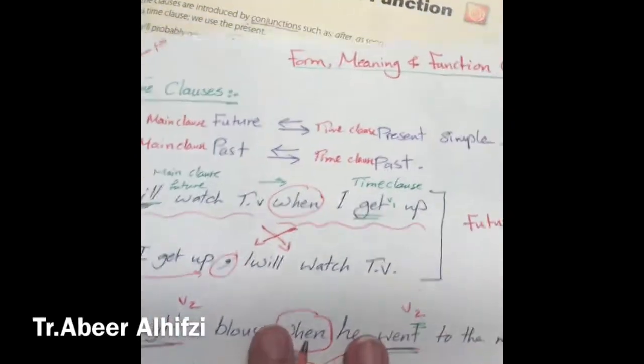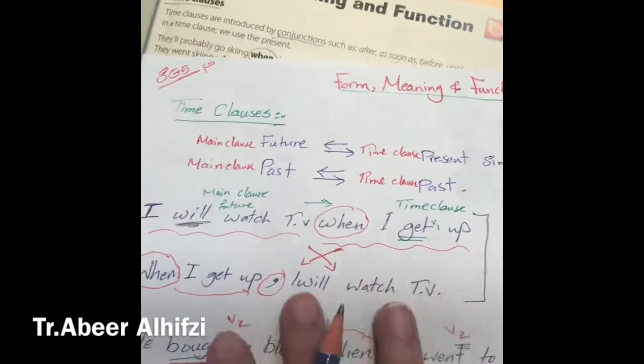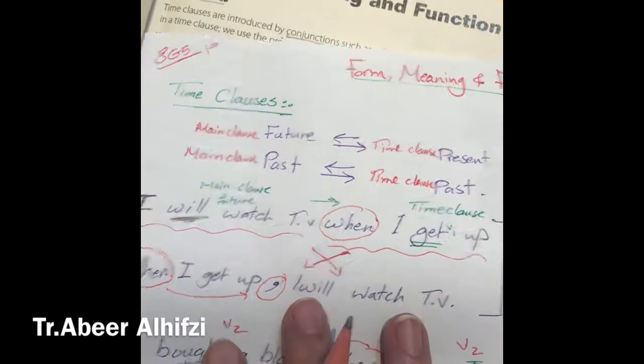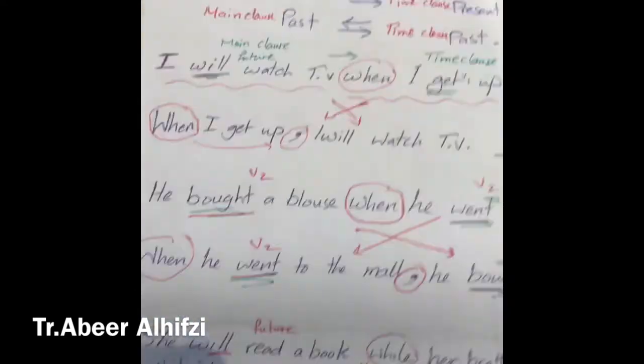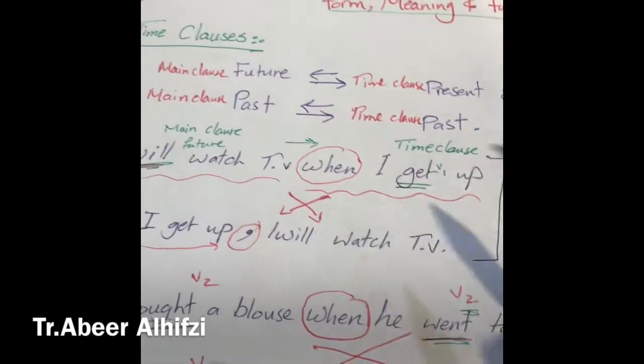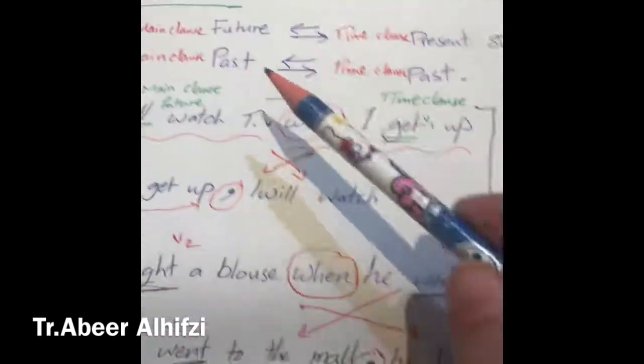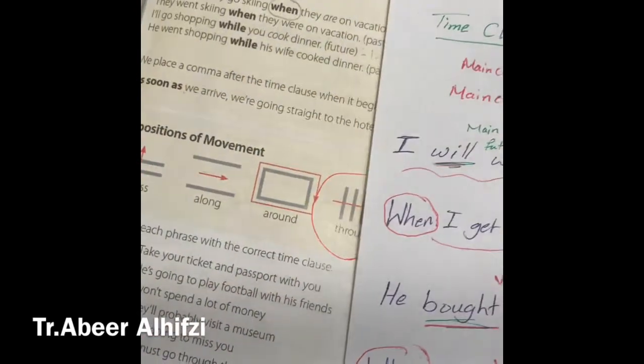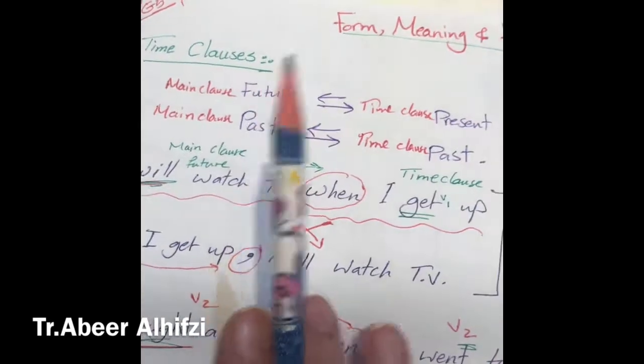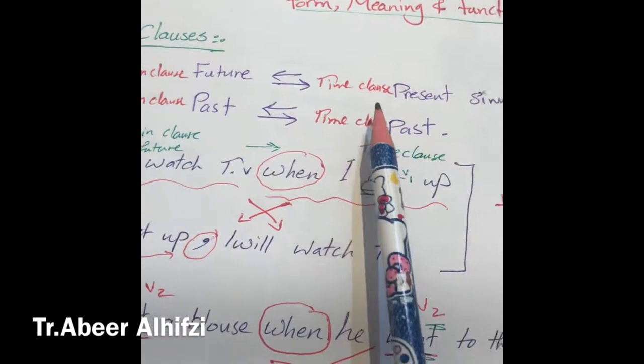Form, meaning, and function of unit 3. We will talk about time clauses. This one, it's on page 31. Okay, here we have two clauses in the sentence. The first clause, we call it the main clause, and the second clause, we call it the time clause.